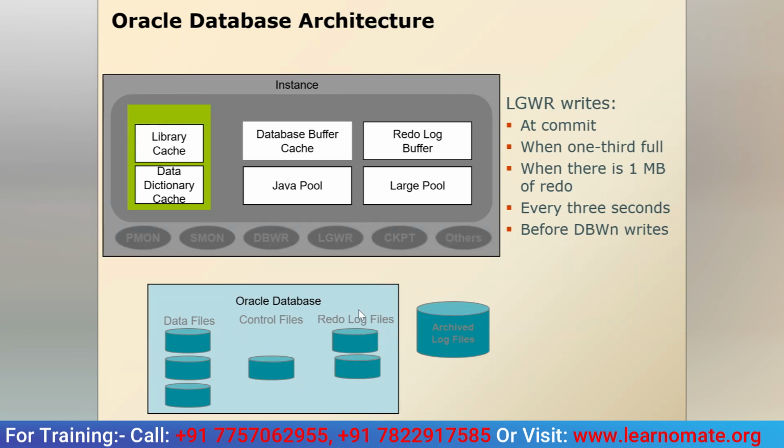So the question comes, how do redo log files get the data from? The way redo log files get the data is from a background process called the log writer process. So what happens is, suppose you do an update on the employee table.